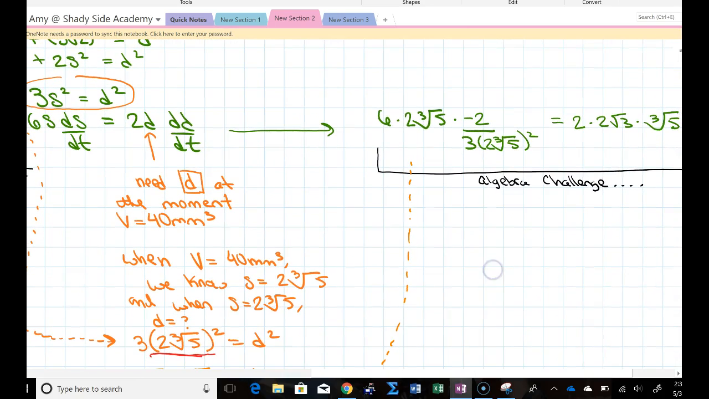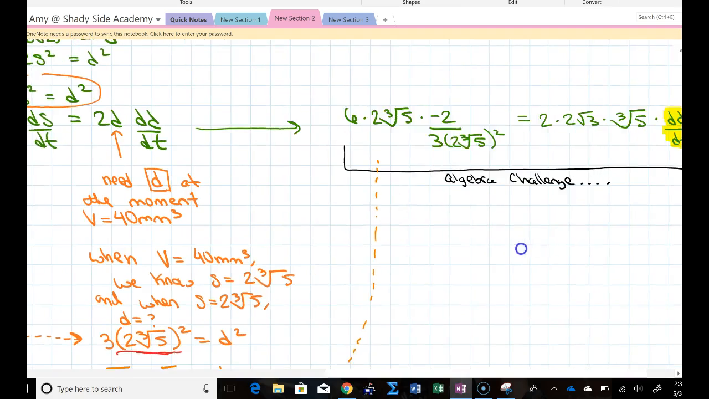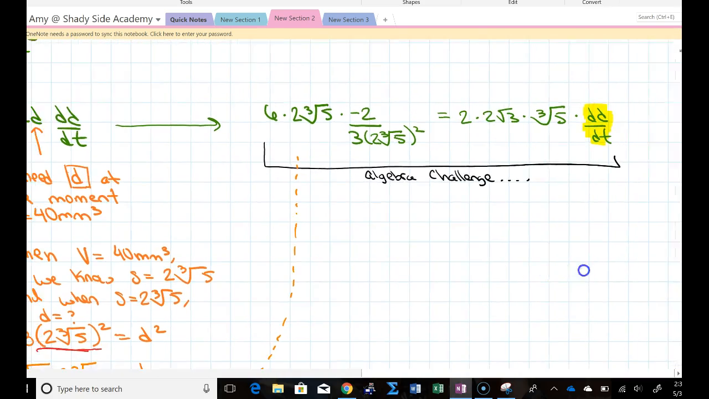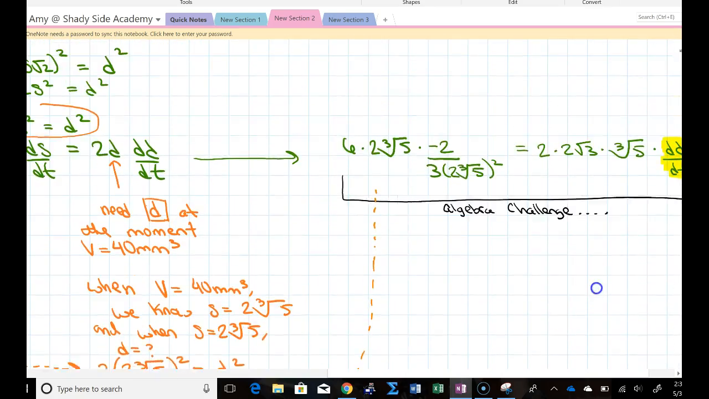So now look what I did. 6S ds/dt equals 2D dD/dt, right? Here's 2D dD/dt. And so here's an algebra challenge for you.